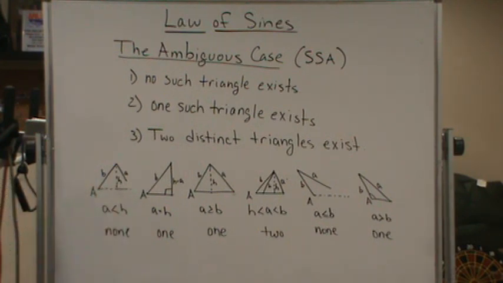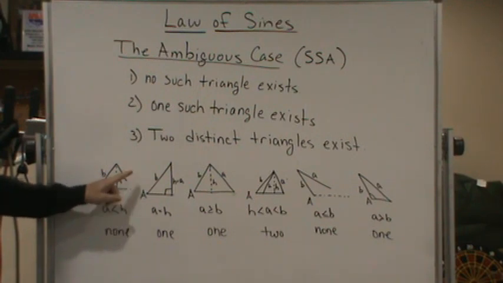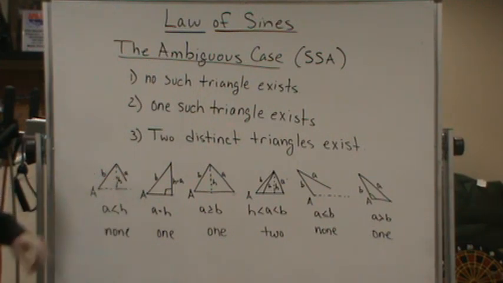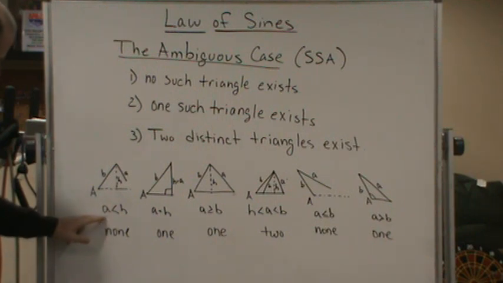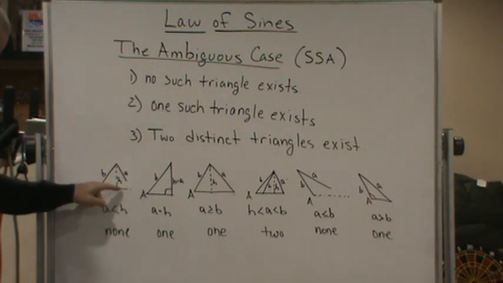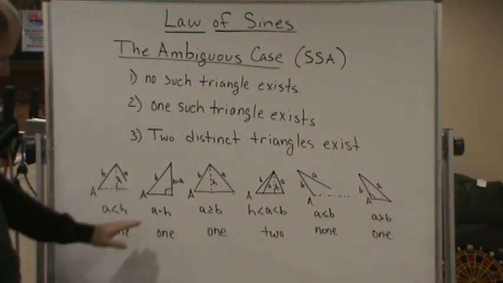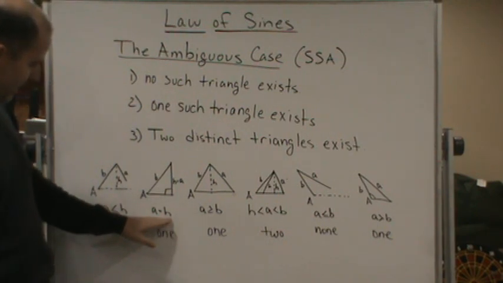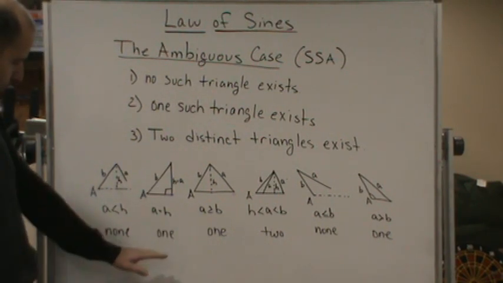So you can't form a triangle if A is less than H, so we have the height of the triangle. If A is less than H, then it'll swing through and never touch the ground. Here we have a right triangle, so A is equal to H in that case, so we'll have one triangle.